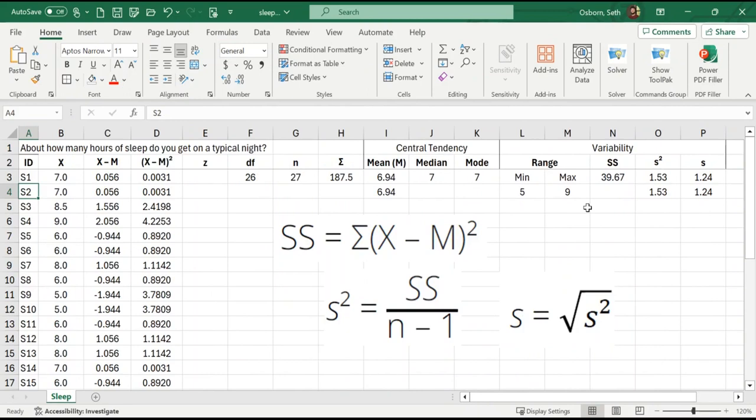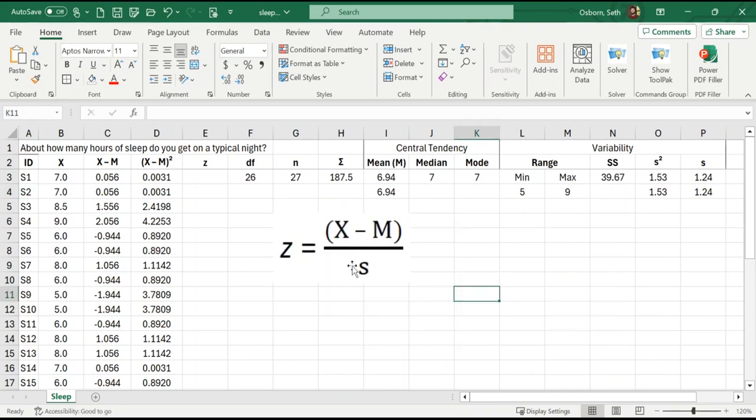All right, the last thing that I promised to show you how to do is calculate z-scores. Here's the formula for a z-score. It's the difference between the mean and a particular score expressed in standard deviation units. So x minus the mean divided by the standard deviation.